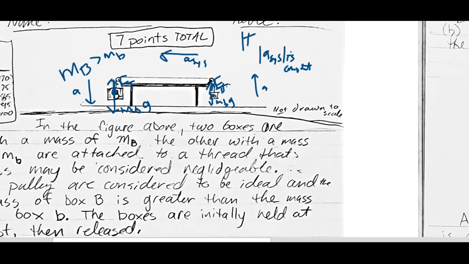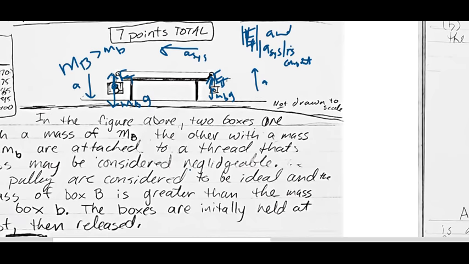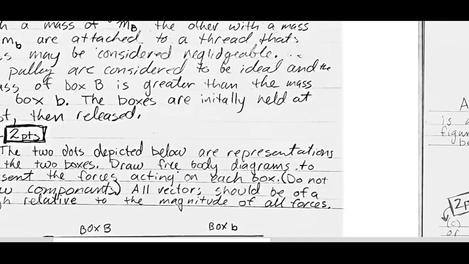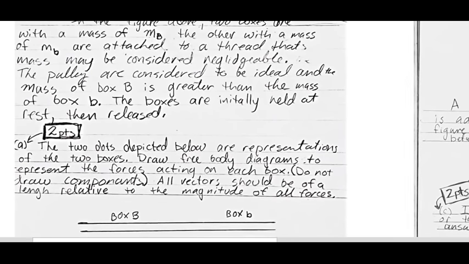I would say this, F. That's supposed to be an F. F sub T, force of tension, and acceleration of the system are constant. Okay, so the two dots depicted below represent the forces acting on each box. Notice how they say each box right here.